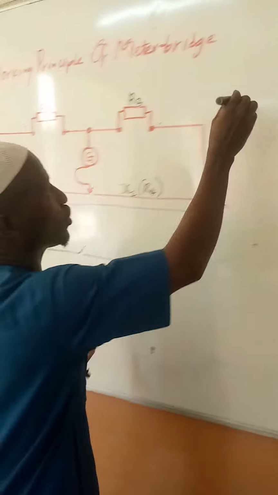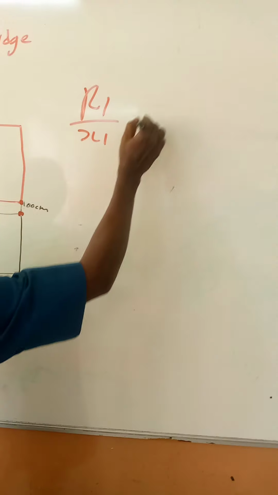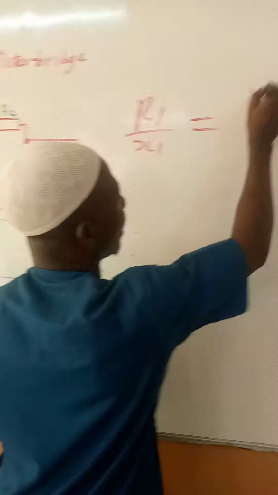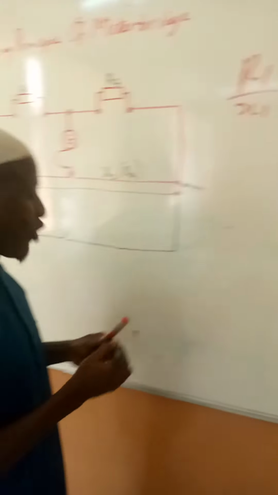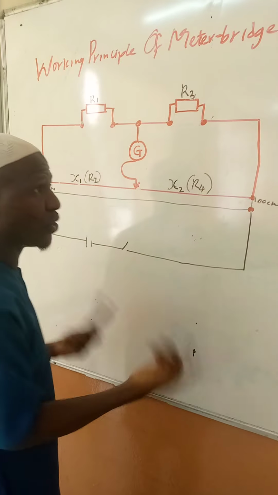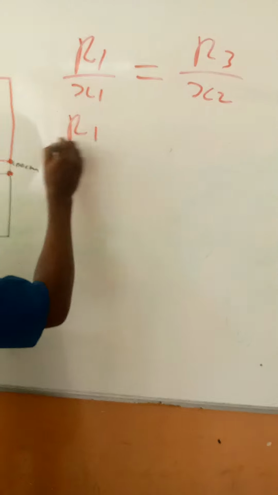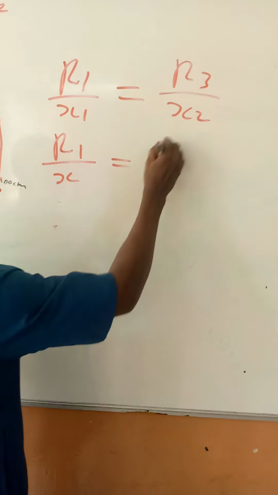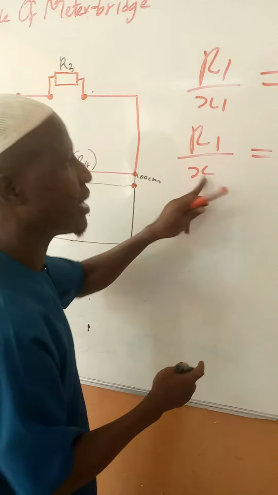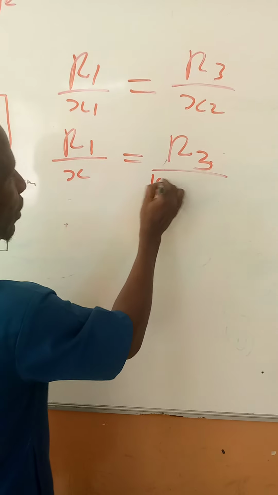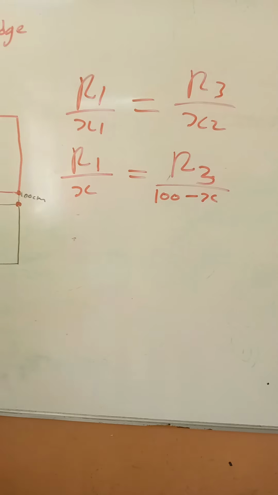Therefore, according to what I said, if this is the point where the galvanometer is pointing to 0, we are going to have R1 over this distance, that is x1, which is equal to R3 over this distance, which is x2. And don't forget, the whole distance from here to here is 100. If from here to here is ordinary x, so therefore we are going to have R1 over x is equal to R3 over the rest of the distance, which will be 100 minus x. So therefore, let's compare it with what we got in Wheatstone bridge.